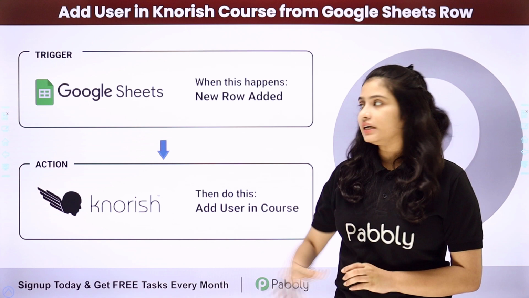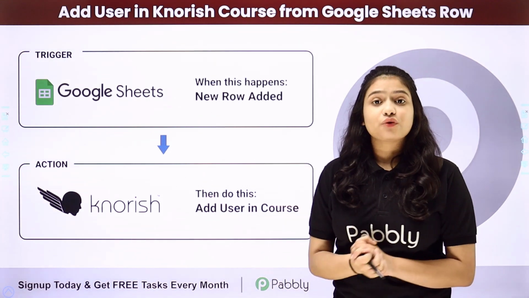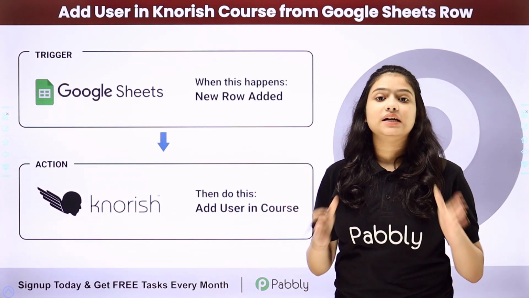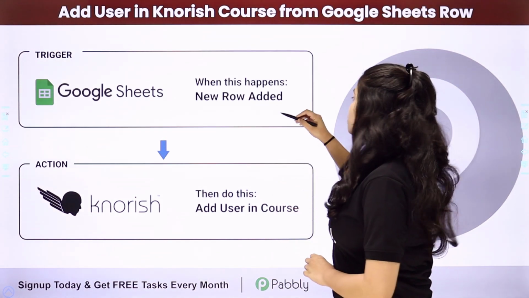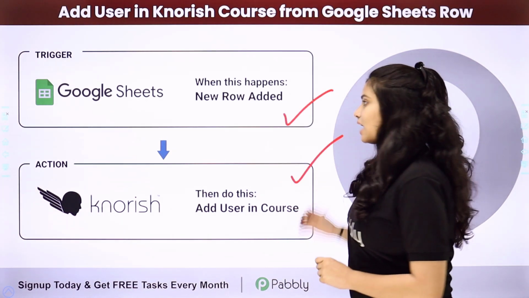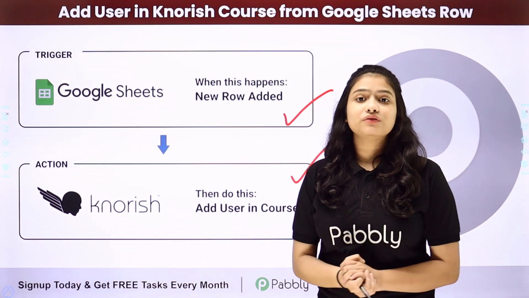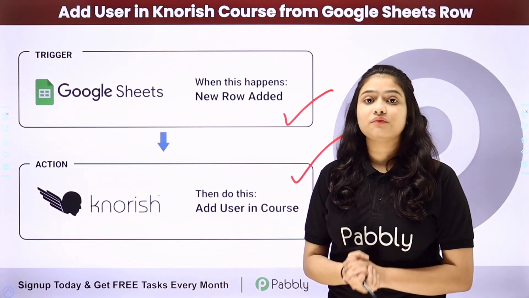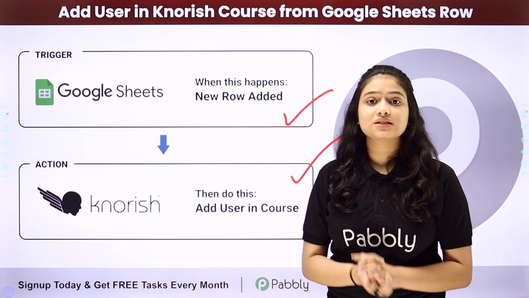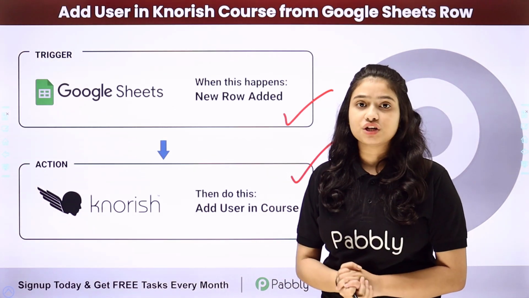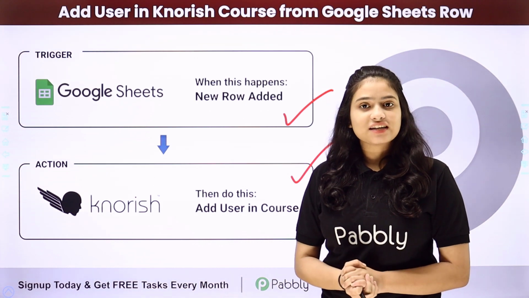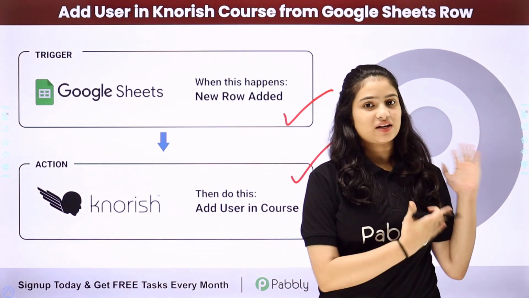For that we will have to integrate Google Sheets with Knorish. For that we are going to use an automation and integration software, Pabbly Connect. We have Google Sheets in our trigger and Knorish in our action. We will be connecting both of them by using Pabbly Connect in such a way that whenever a new row is added in Google Sheets, automatically by using the same response, a new user will be created in Knorish for a particular course. And to learn the entire process step by step, let me take you all to my screen.